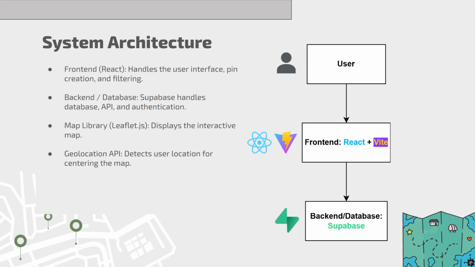Alright, now that we're done demoing the project, it's time to talk about the system architecture, the team challenges, my role, as well as the evolution of the project. So Spoty is built using a React frontend, which handles all UI, state management, and user interactions. Our backend and database run entirely on Supabase, which gives us authentication, secure data storage, and an API. We use Leaflet.js as a map library and the built-in geolocation API to center the map on the user's location.